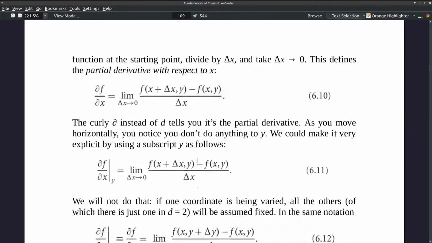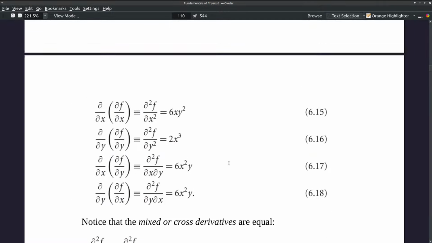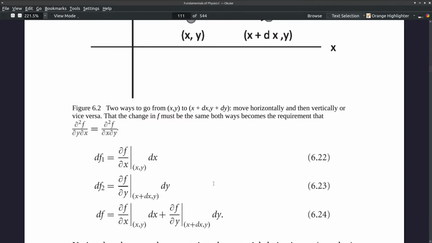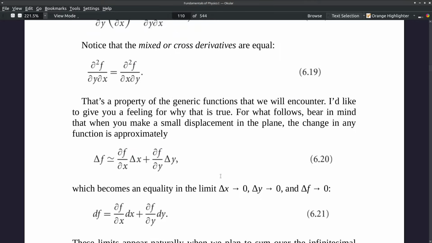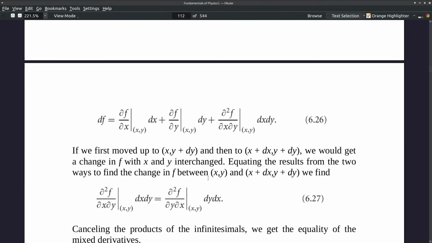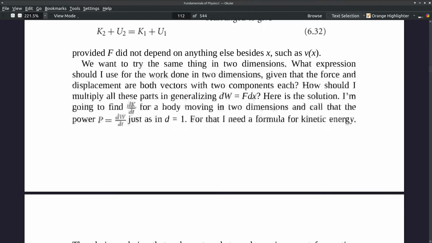Just in case you want a little sneak peek of what's to come: we got some partial derivatives. Bring your Texas Instruments calculator. Yep, don't forget it. Get ready for some nice partial derivatives, some more integrals. All right, so this will be fun.